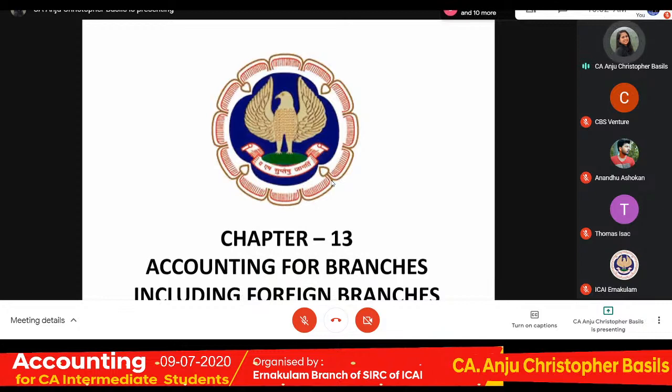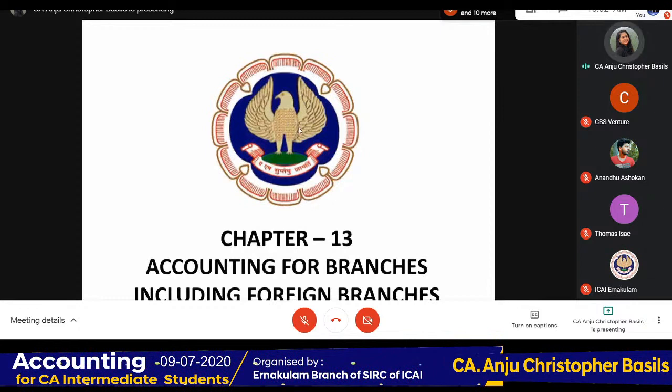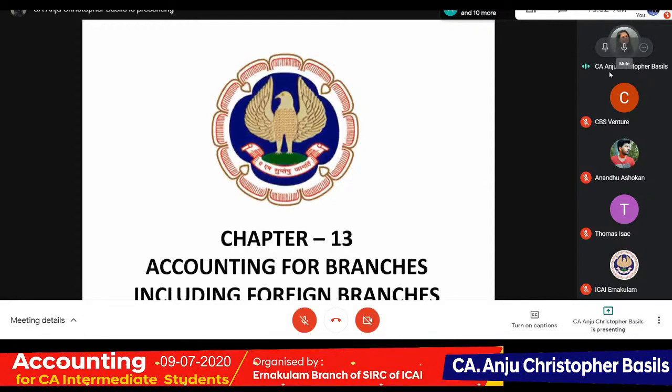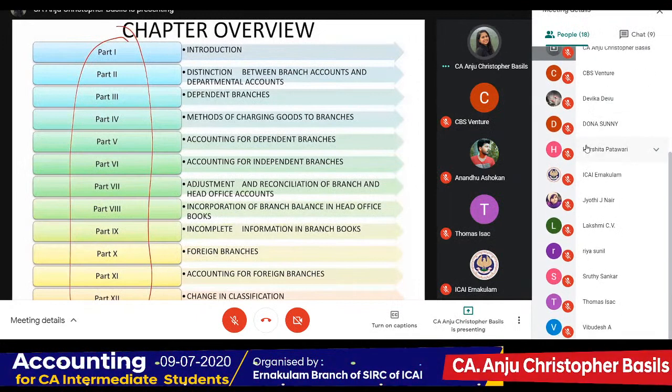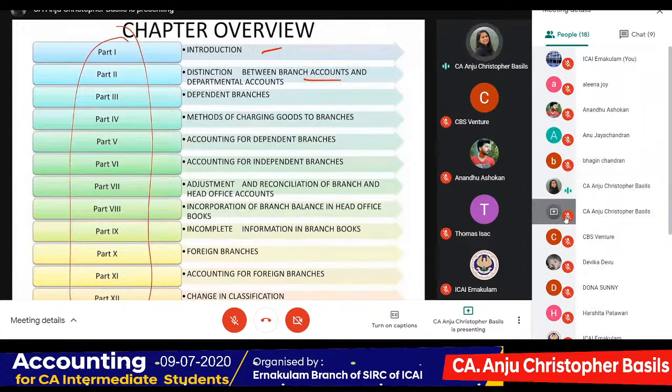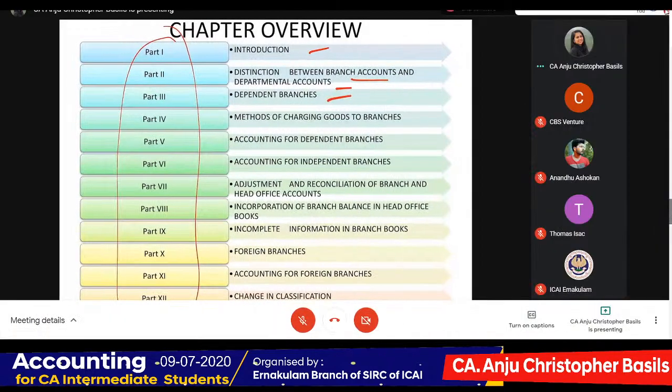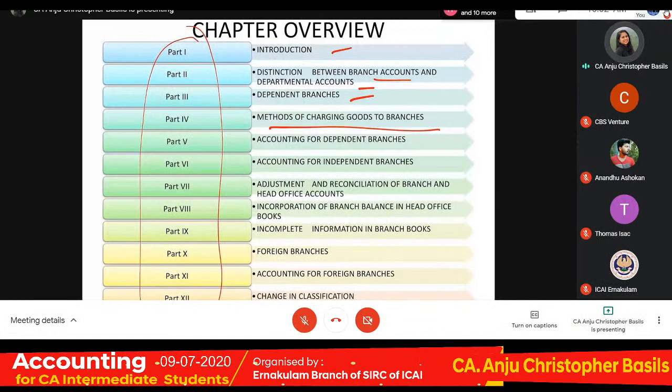All right, so before we start on, we'll just quickly revise through the contents that we have already learned. As we said, we have 13 parts to cover under this chapter. One is the introduction, then the distinction between branches and dependent accounts. What exactly do you mean by dependent branch? What are the different methods of charging goods? And many more. We are actually in the fifth one only. We have not yet started the independent branch. We've covered the first one. The rest you will be covering today. Not all, but you will be covering it in today's class.